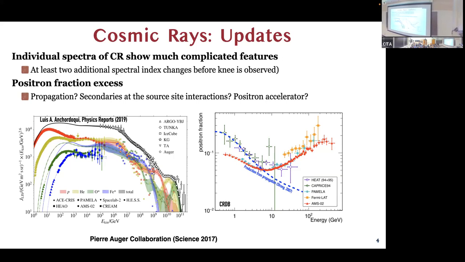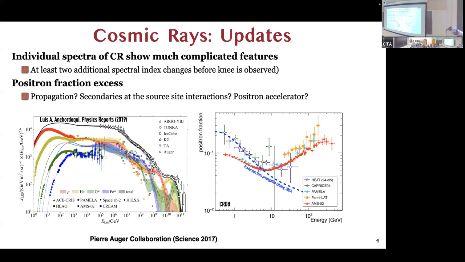Another thing you probably heard about is the positron fraction excess. So positrons are traditionally believed to be created during the propagation of cosmic rays. And if that is the case, naively, you expect the positron to follow this blue line. This is naive propagation. But what AMS-02, PAMELA and Fermi are measuring is basically a large excess of positrons.